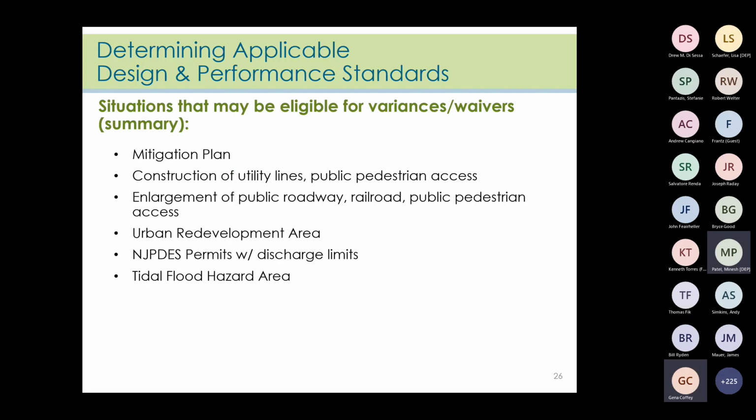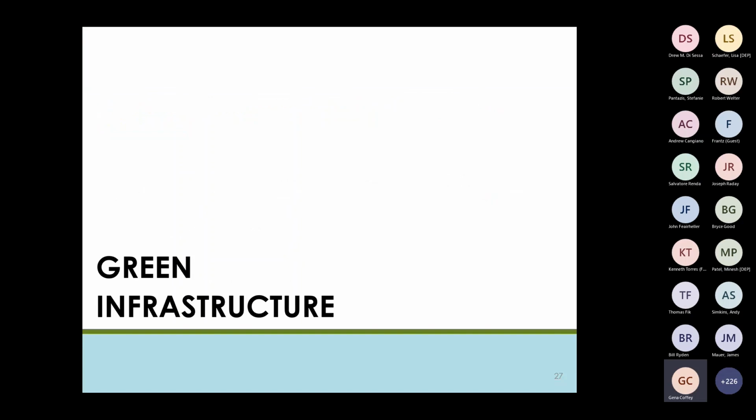So in summary, the following are the possible variances, exemptions, and waivers that may be applicable to the site, but it is important that the reviewer takes the time to make sure that they can be applied and that they're only applied to the specific portions of the site that meet these specific requirements.